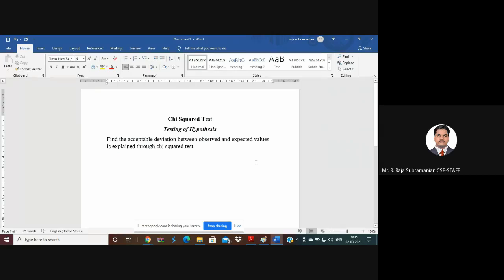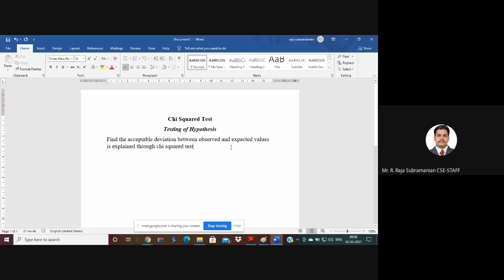Chi-square test first identifies an acceptable deviation between the observed and expected values. Whereas in the t-test, we look at how the mean varies between one particular sample and the same sample after some instant of time, so how that sample varies in its distribution with respect to the mean. But here, each individual value is focused on, and how each individual value deviates. That is what is focused on in the chi-square test.